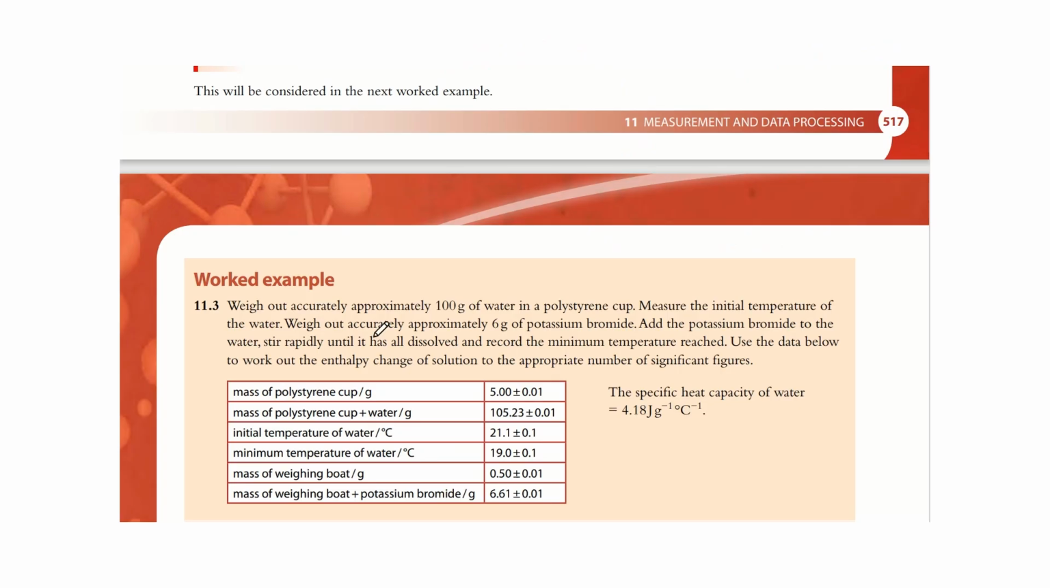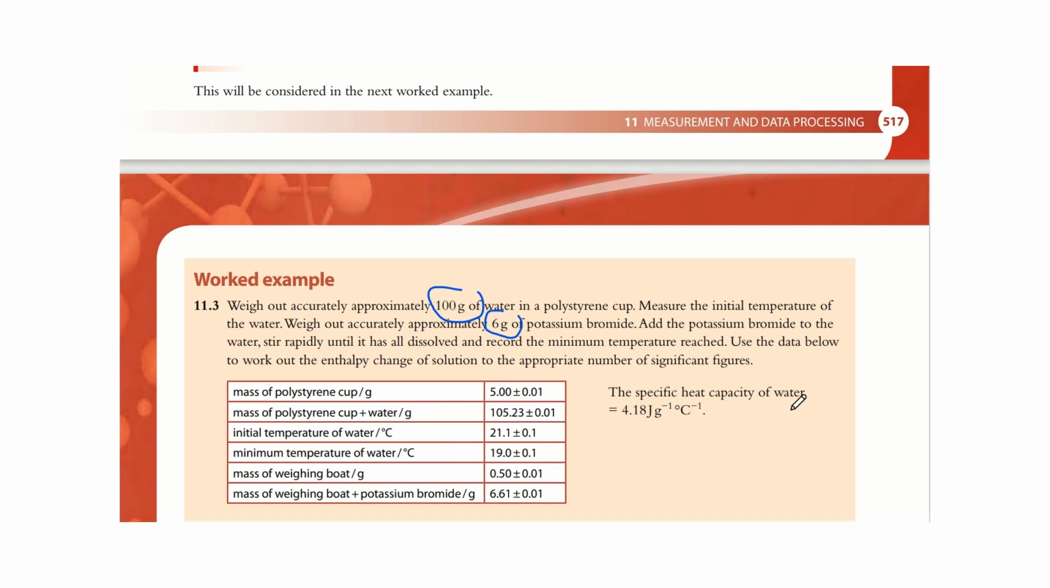Here's a worked example asking you to calculate the enthalpy change of a solution, but you need to include the number of significant figures and the percentage uncertainty, etc. So the question says, weigh out approximately 100 grams of water in a polystyrene cup, measure the initial temperature of the water, weigh out accurately approximately 6 grams of potassium bromide, add the potassium bromide to the water, stir rapidly until it has all dissolved, and then record the minimum temperature reached. Use the data below to work out the enthalpy change of a solution to the appropriate number of significant figures.